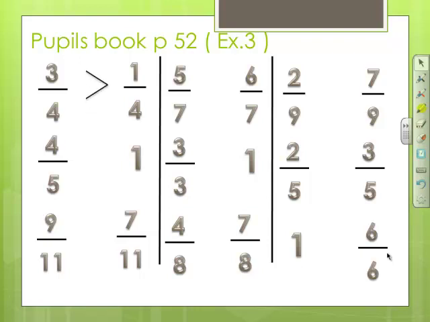Here we have 4/5 and 1. We know that 1 means any number over the same number. So we will here cancel 1 and write 5/5. So 1 is more than 4/5.